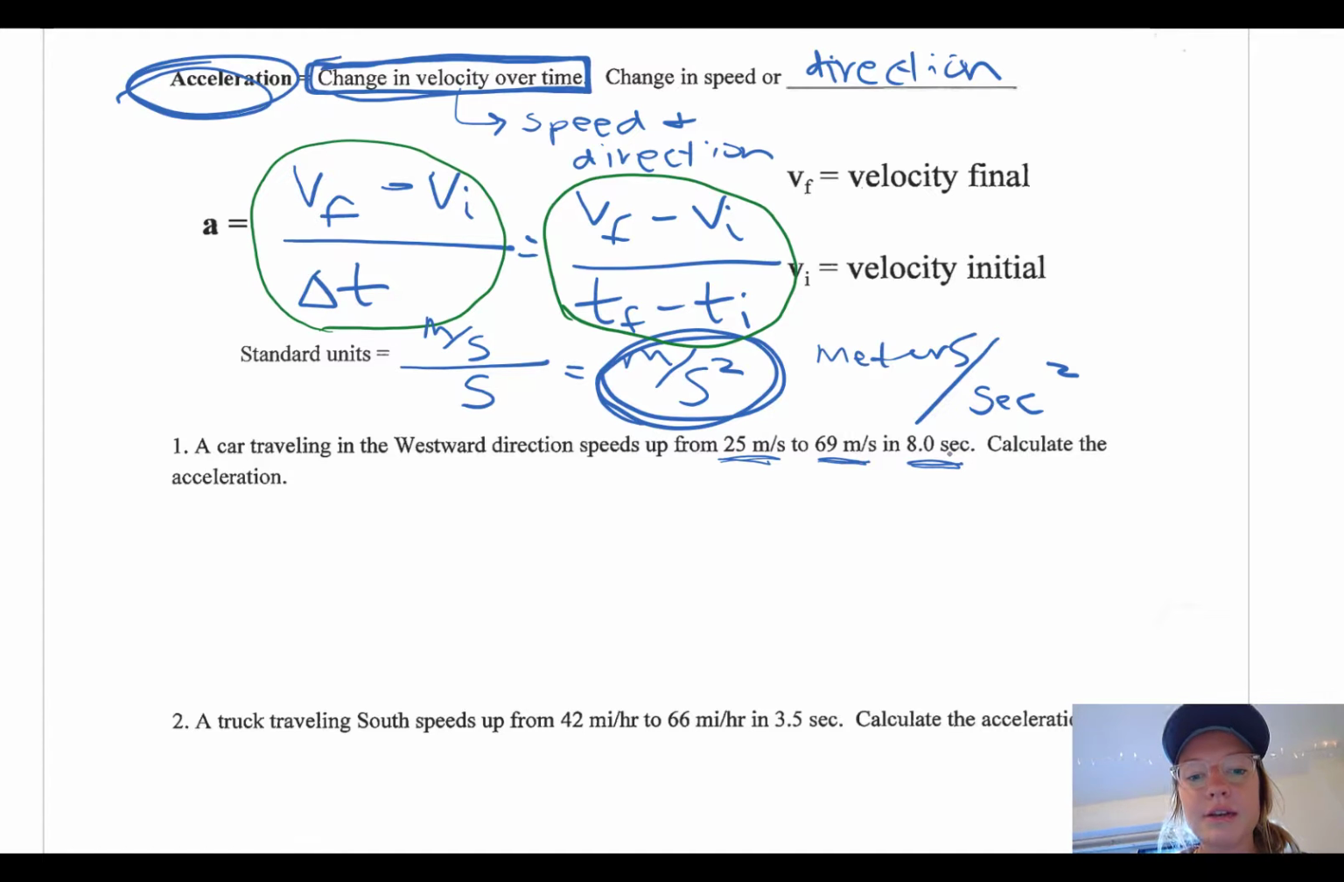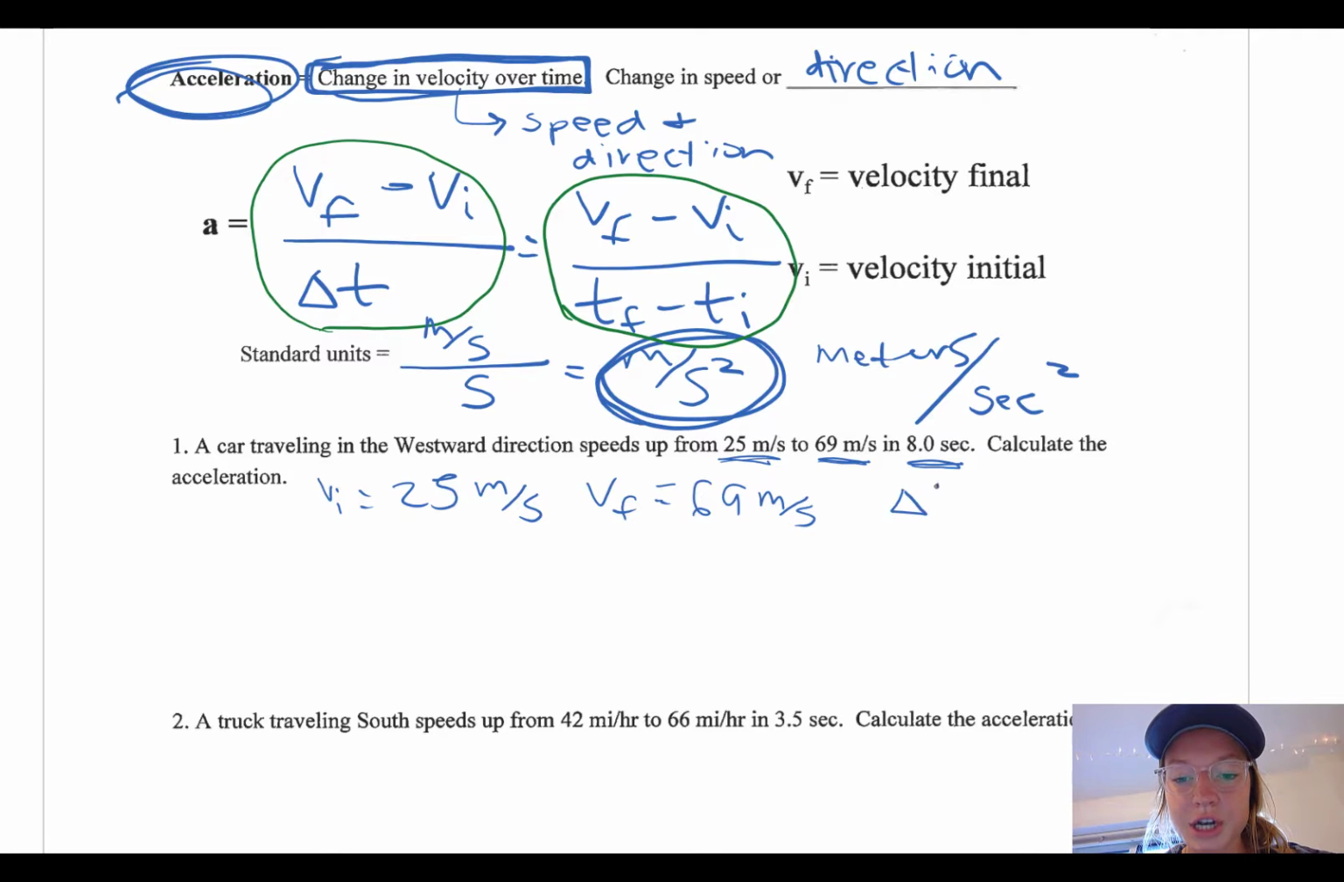So the first thing we want to do is find out what these variables are. We know that this 25 meters per second is our initial speed. So we can go ahead and write the initial is 25 meters per second. This 69 meters per second is our final speed. V final is 69 meters per second. And then that 8 seconds is our change in time. So you can go ahead and write that out like that.